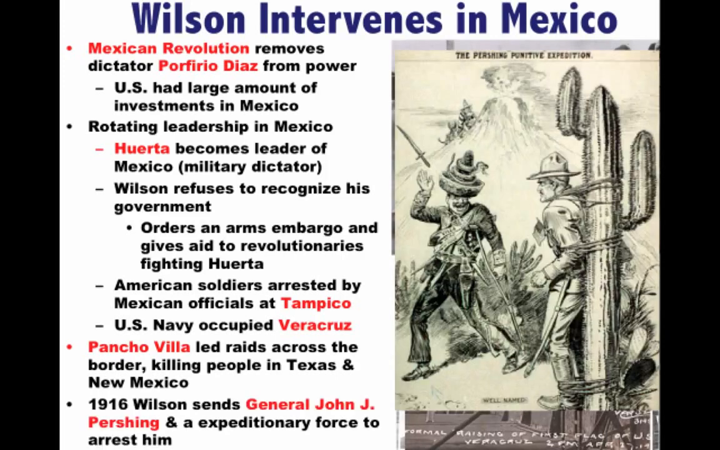And in 1916, Woodrow Wilson sends in General John J. Pershing and the expeditionary forces into Mexico to apprehend Pancho Villa. They're unable to arrest him, and the countries are very close to war, and the only thing that really stops it from possibly occurring is the growing threat of war in Europe causes Wilson to remove the troops.